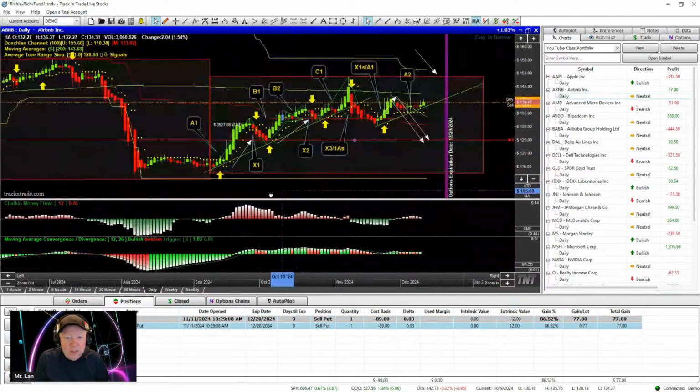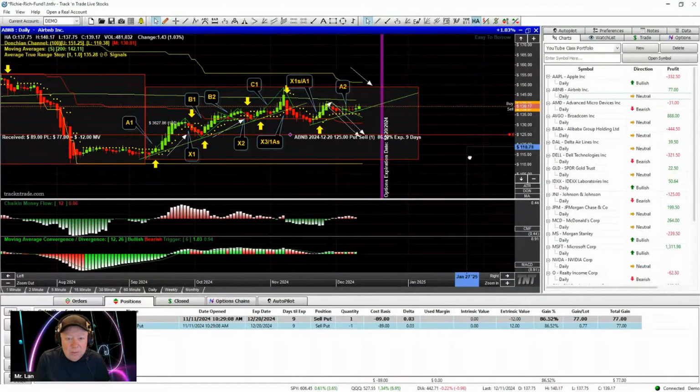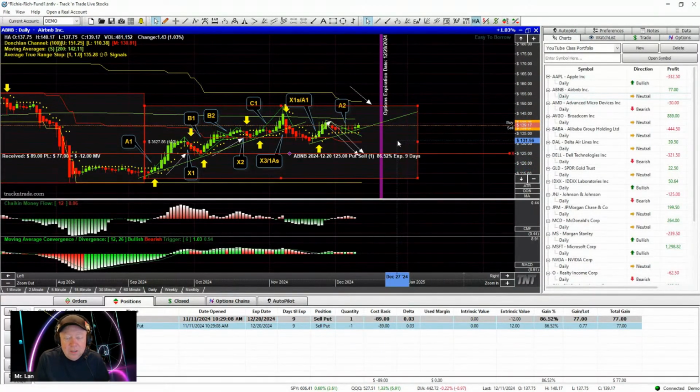So this is our next Darvas box here. It's just going sideways again. It's not really going up. So we need to see this thing go up and break above this previous high and continue to rally.